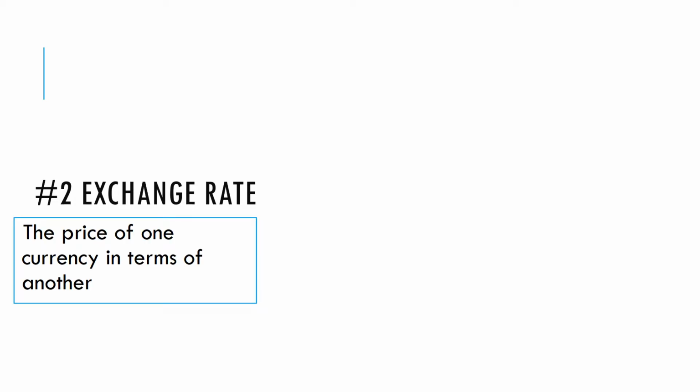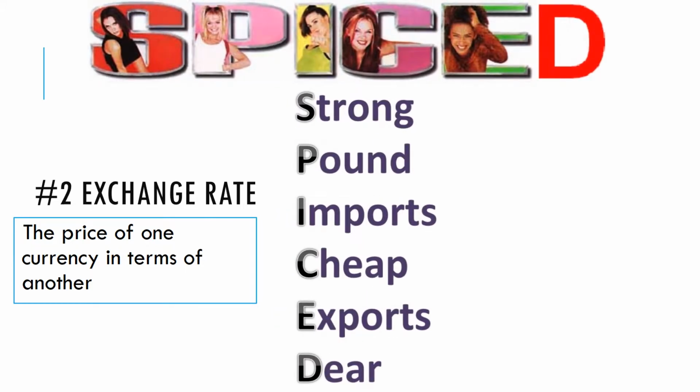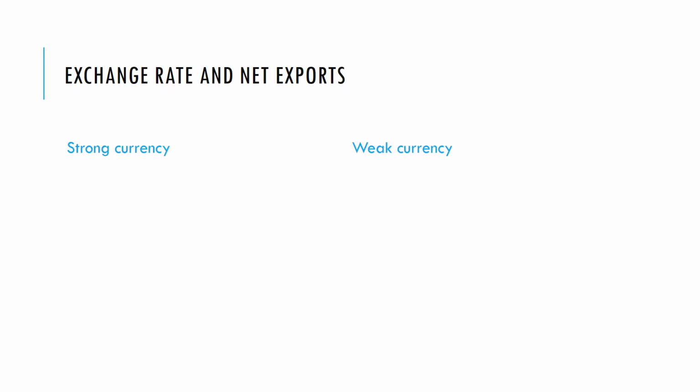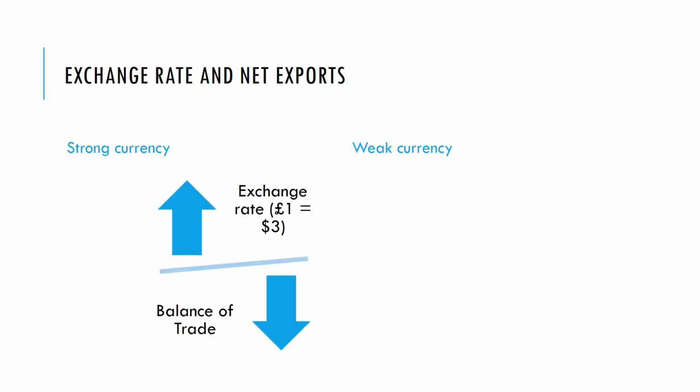Okay, number 2 is the exchange rate. And a quick reminder, the exchange rate is the price of one currency in terms of another. And again, our acronym to try and remember the impact would be along the lines of SPICED. Strong pound makes imports cheap, exports dear. And obviously that would apply to any currency, not just the pound. So if the currency is stronger, i.e. the exchange rate is rising in terms of what that currency will buy, for example moving from £1 to $1 to £1 to $3, that would be a strengthening of the exchange rate. This will normally have a negative effect on the balance of trade because it makes imports cheaper, so more imports, exports more expensive, so fewer exports, and a worsening of the balance of trade.